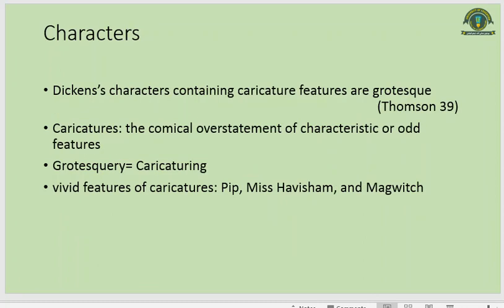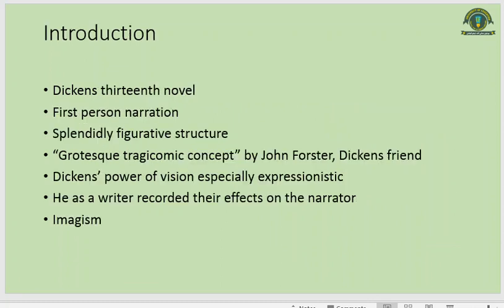So we start from characters. Basically he is presenting his grotesque qualities through characters, through environment, and through situations. So we learn how he has depicted his grotesque images through these three: characters, environment, and situations.